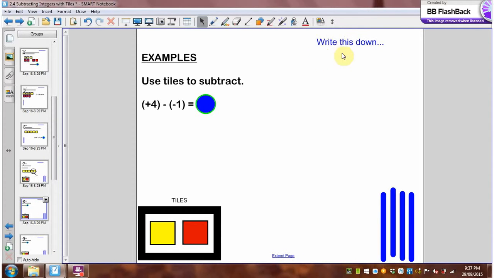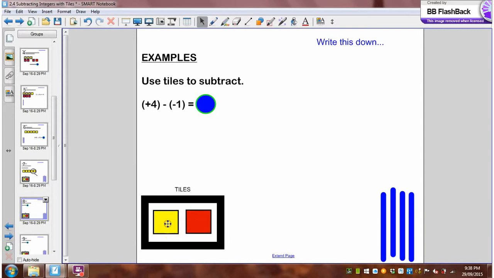Okay, another example, and I want you to write this down again. So use tiles to subtract. Alright, this one's going to have a little extra step. It's going to be a little bit harder. So plus 4 minus minus 1. So plus 4 minus a negative 1. And it's going to be a bit harder because we're subtracting a negative number. So here's the trick for doing that. Okay.